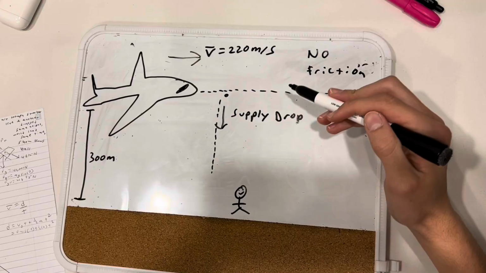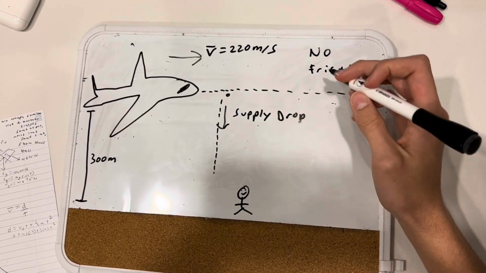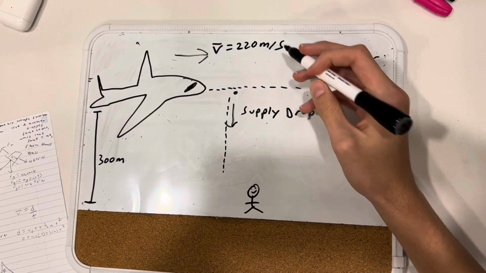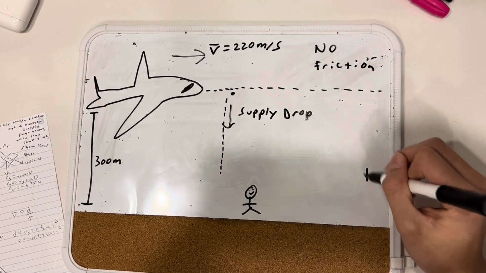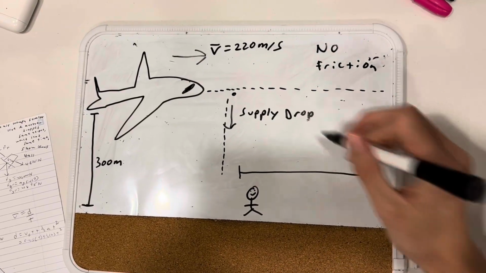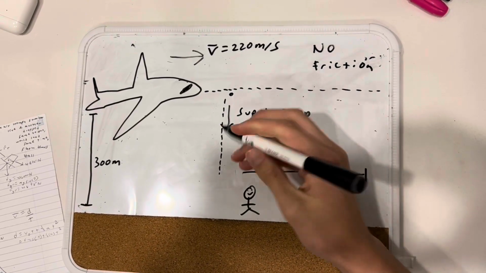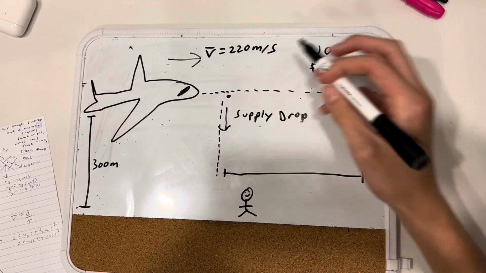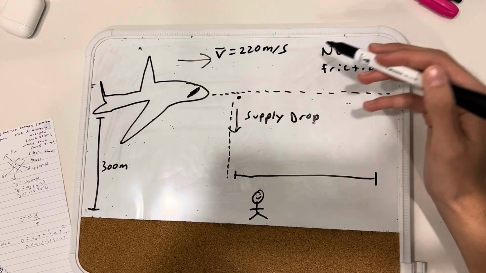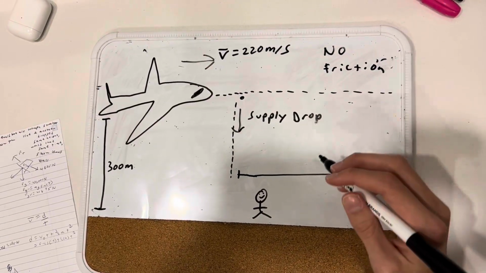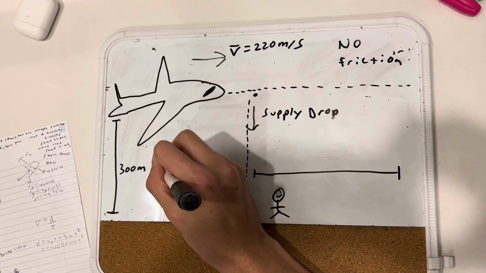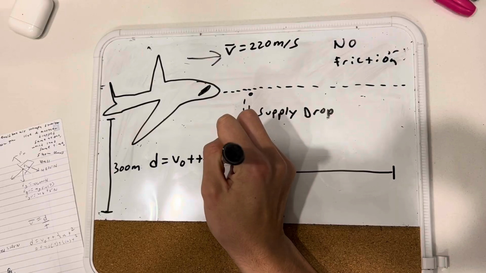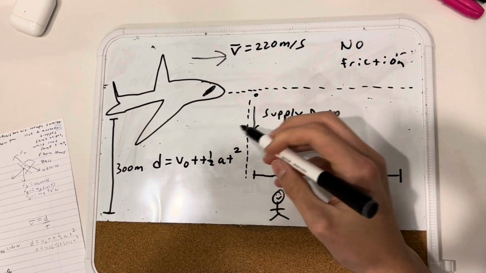So if the plane is traveling at 220 meters per second, and we want to know how far the supply drop will go, this distance here, from this point, then first we need to calculate how long it'll take the supply drop to hit the ground. To do that, we use one of our kinematics equations: d equals v naught t plus 1/2 a t squared.